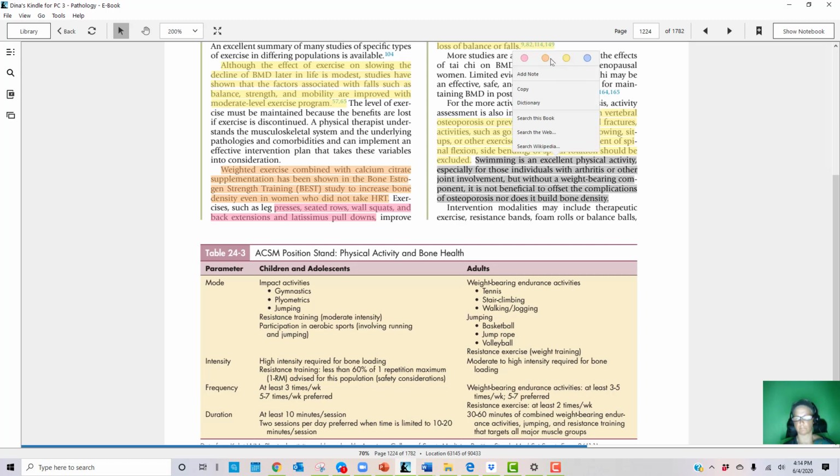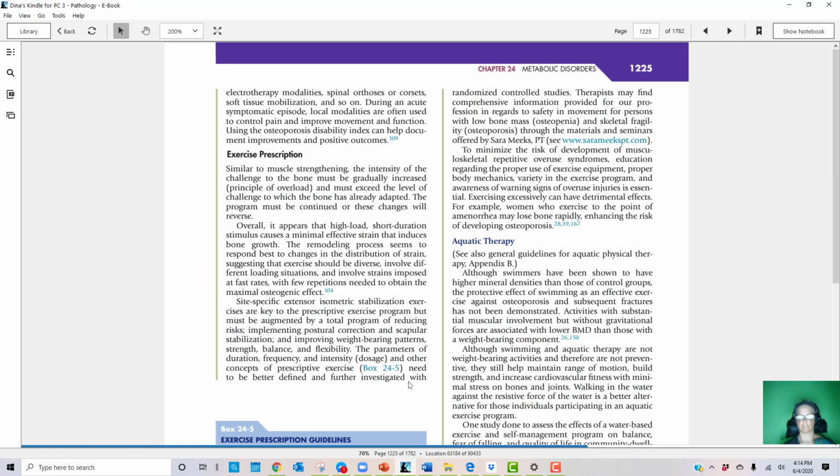Intervention modalities may include therapeutic exercise, resistance bands, foam rolls or balance balls, electrotherapy modalities, spinal orthosis or corsets, soft tissue mobilization, and so on. During an acute symptomatic episode, local modalities are often used to control pain and improve movement and function. Using the Osteoporosis Disability Index can help document improvements and positive outcomes.